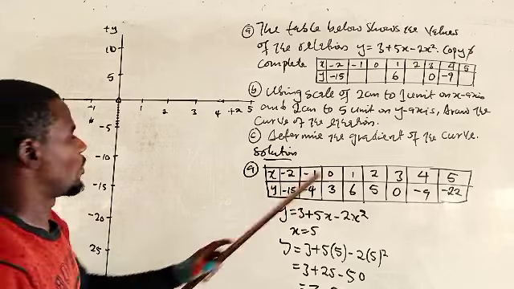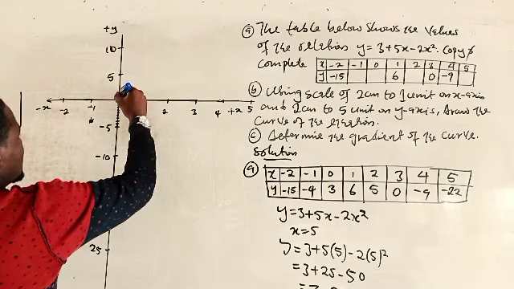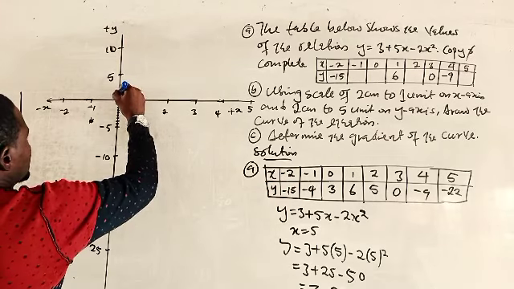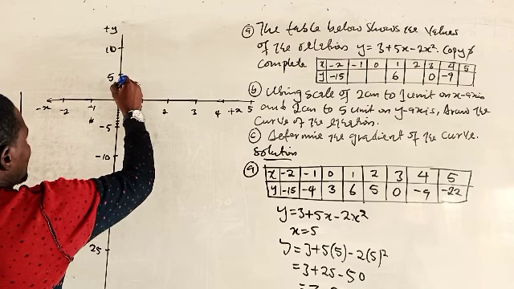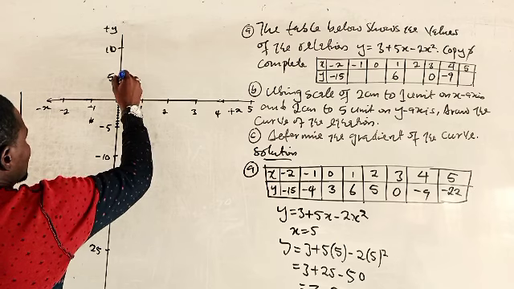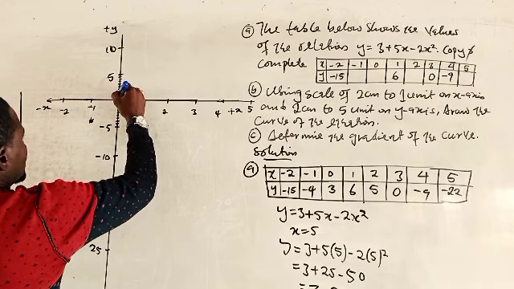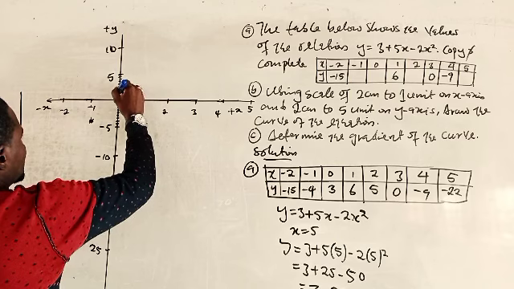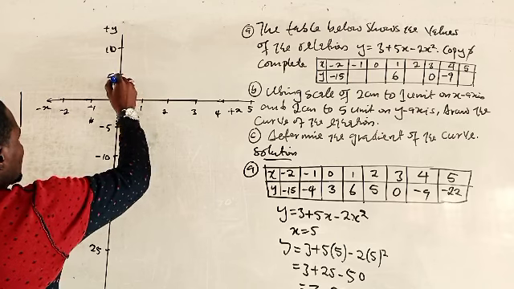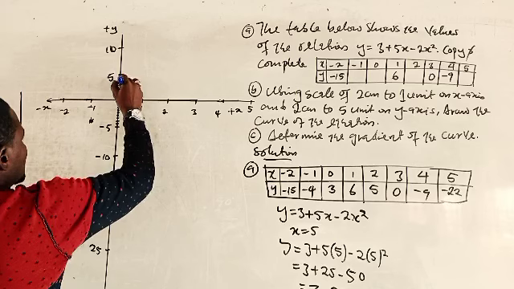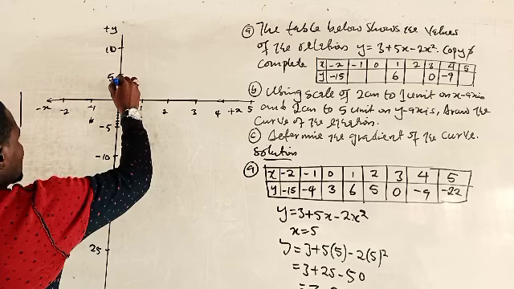Then when x is 0, y is 3. X is 0, y is 3. This is the same: 1, 2, 3, 4, 5, 6, 7, 8, 9, 10. So from here to here is 1, 2, and 3. This is our 3. So as x is 0, y is 3. This is where the point is.